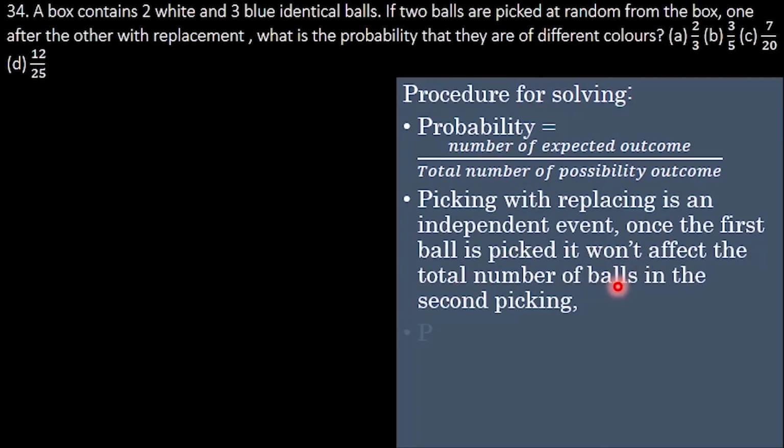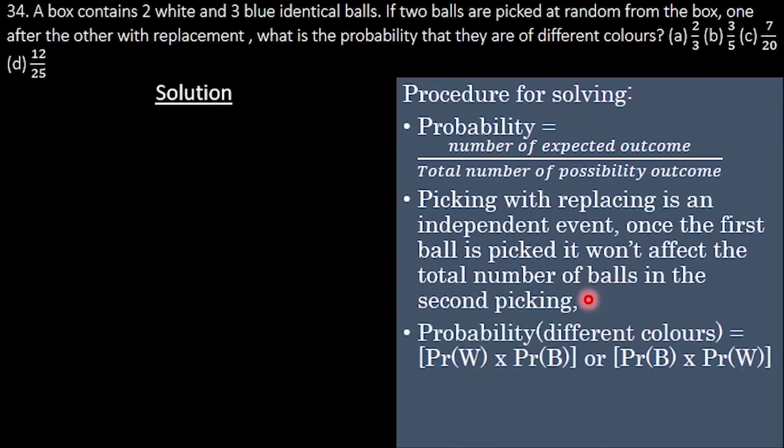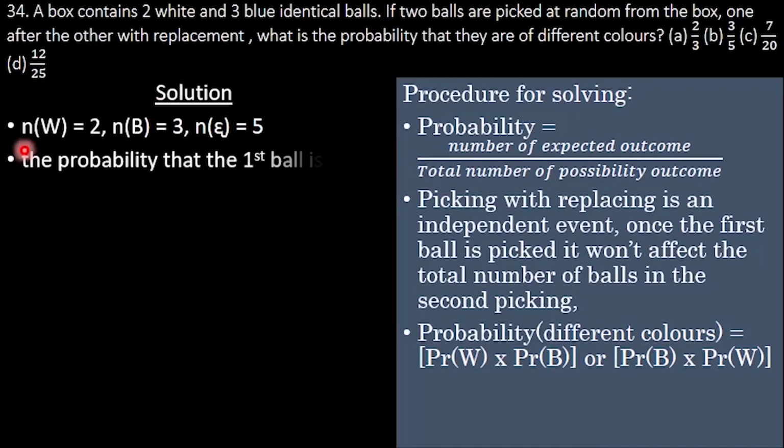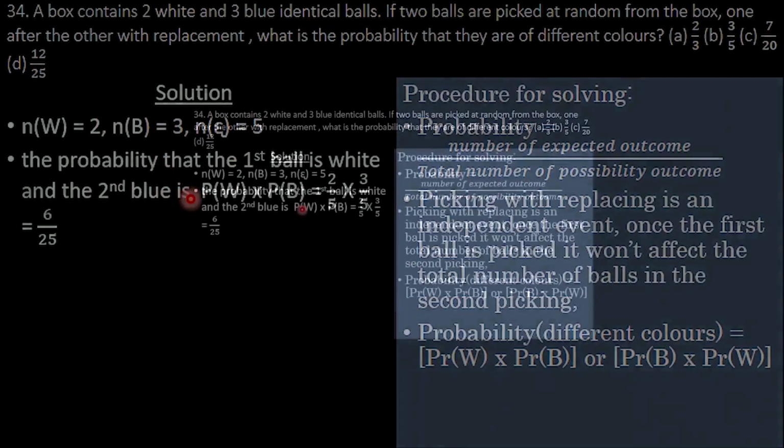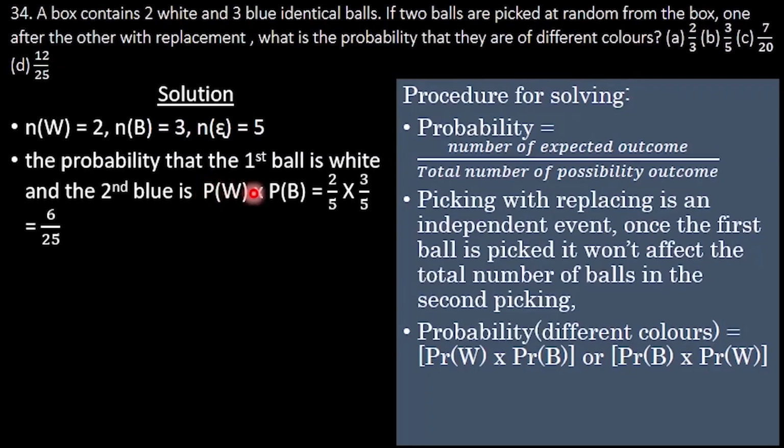Then the probability of different colors is equal to the probability of white times the probability of blue, or the probability of blue times the probability of white. The solution: the number of white balls is equal to 2 and the number of blue balls is equal to 3. The total number of balls is 2 plus 3, which is equal to 5 balls. Then the probability that the first ball is white and the second ball is blue is equal to the probability of white times the probability of blue, which is equal to 2 over 5 times 3 over 5.